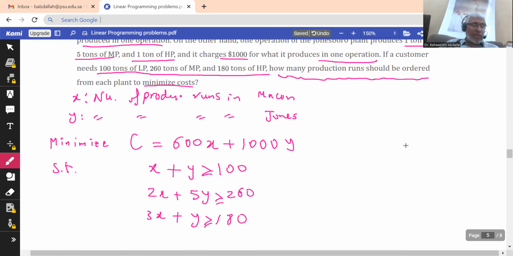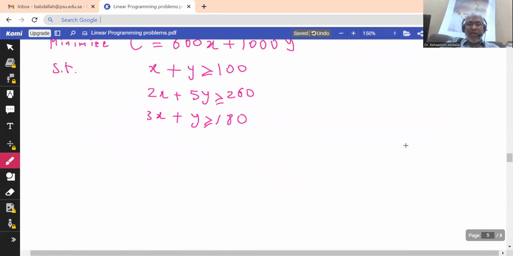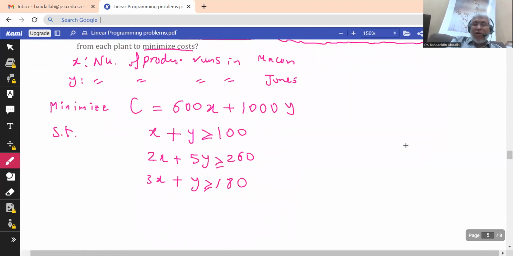So this is the problem written as a linear programming problem. Of course, X and Y are always greater than or equal to 0. I hope you understand now how to formulate the problem and change it from a word problem to a linear programming problem. Thank you very much and have a nice time.